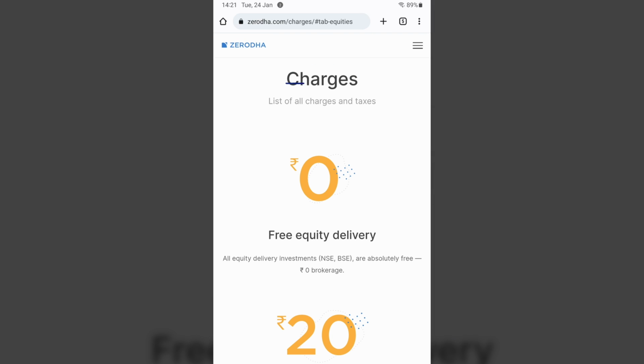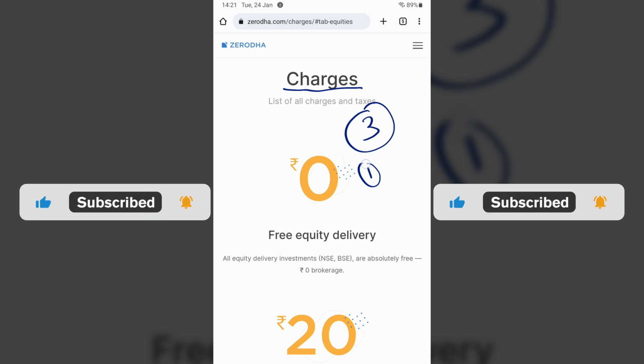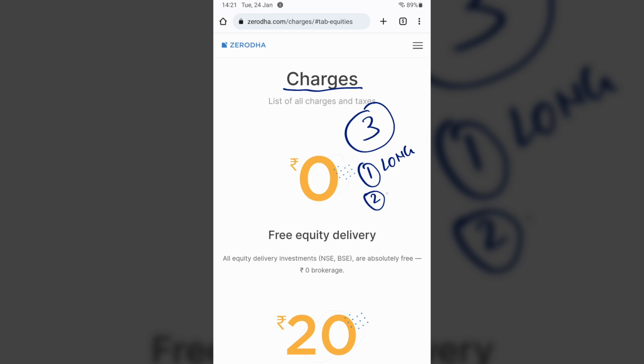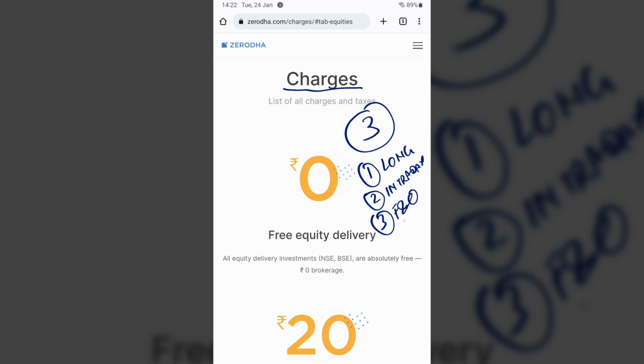When we look at Zerodha's charges, I would break them down in three pieces. First is long-term purchases of stocks, that is equity. Second is intraday. If you are doing intraday trading, that is one. And third is F&O. The charges for all three differ.